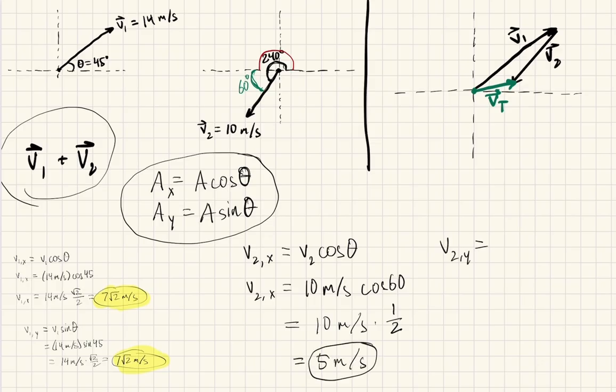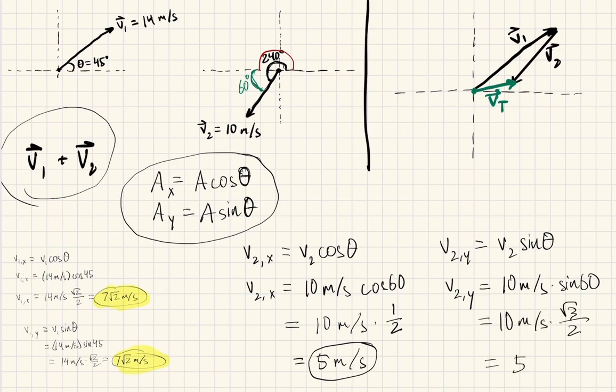And the y component, remember we're doing sine now, sine of the angle. So the y component of vector 2 is going to have a magnitude of 10 meters per second times sine 60, which is 10 times root 3 over 2. That'll give us 5 root 3 meters per second. There.